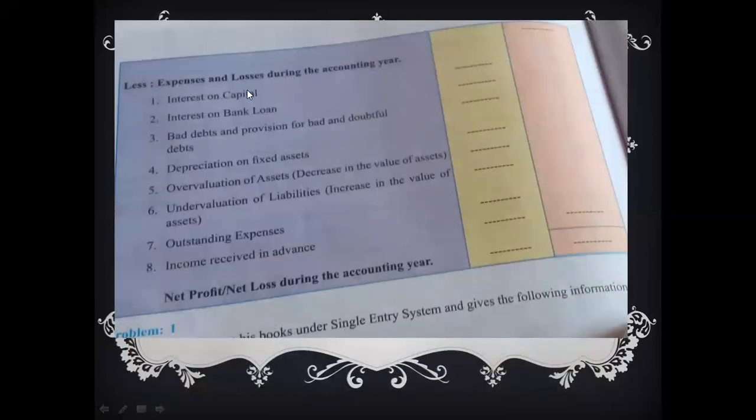Less expenses and losses during the accounting year: interest on capital, interest on bank loan, bad debts and provision for bad and doubtful debts, depreciation on fixed assets, overvaluation of assets or decrease in the value of assets, undervaluation of liabilities or increase in the value of liabilities, outstanding expenses, income received in advance. The answer should come, that is net profit or net loss during the accounting year.